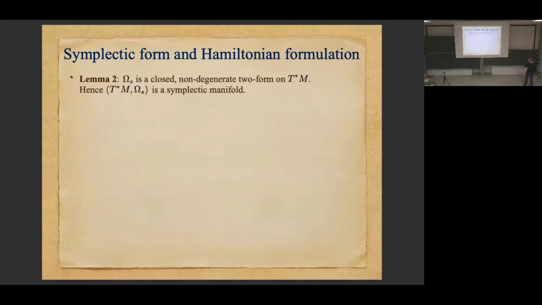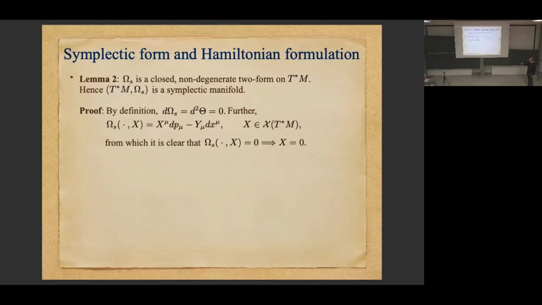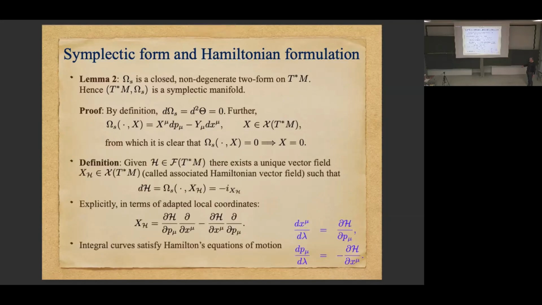Okay, and now you can verify that omega s is a closed non-degenerate 2-form on the cotangent bundle. So that means that this is a symplectic manifold. The first is very easy because omega was a differential of theta, so d omega is 0. To show that it's non-degenerate, you evaluate one of the entries at x, and that gives you this one-form: x mu dp mu minus y mu dx mu. And now you see that this is 0 only if x is identically 0, so if x mu and y mu are 0. It's non-degenerate, okay?